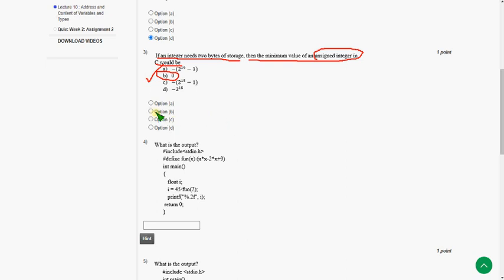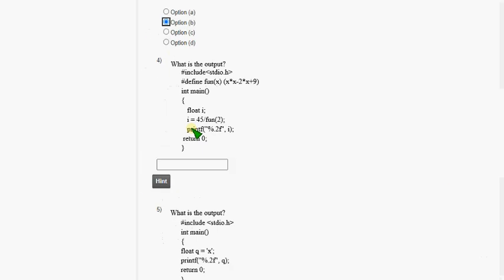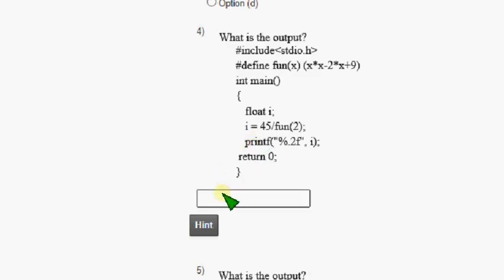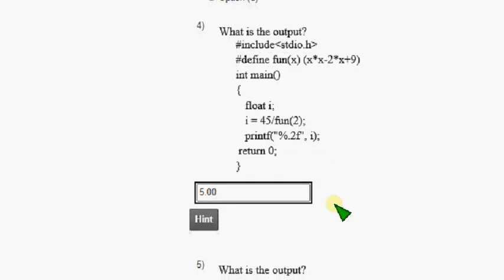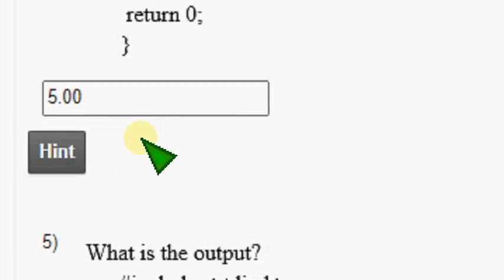So third question answer is option B. And fourth question. They gave a program. So actually I got the answer like this. So the answer is 5. The exact representation I have got is 5.00, because here we have used the float variable or float representation. So I got the answer as 5.00.